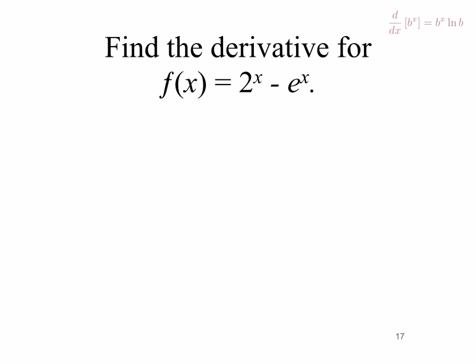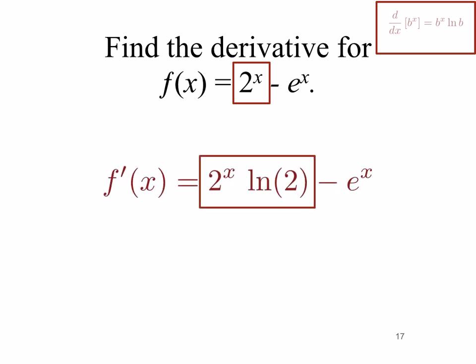So let's find the derivative for f of x equals 2 to the power of x minus e to the x. So we would need to first differentiate 2 to the power of x, which is clearly an exponential function of the form b to the x. And I've put a little cheat sheet formula up there so we can remember that the derivative of anything that looks like b to the x is equal to b to the x ln b. So I think we're ready now. So the derivative would be 2 to the power of x ln 2. That is a derivative of 2 to the x, minus the derivative of e to the x, which is just e to the x.